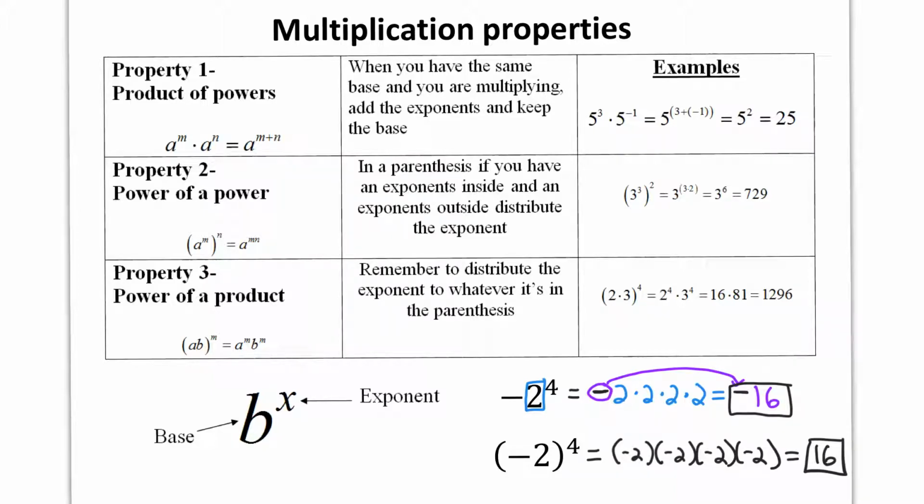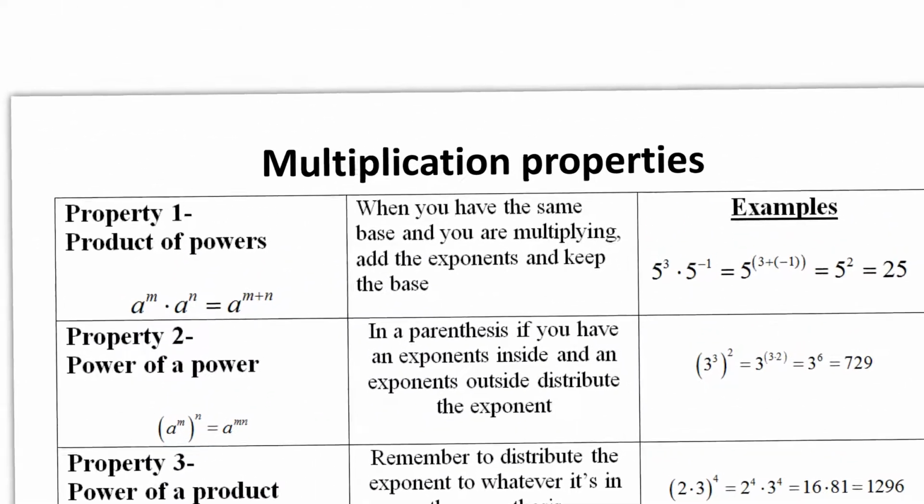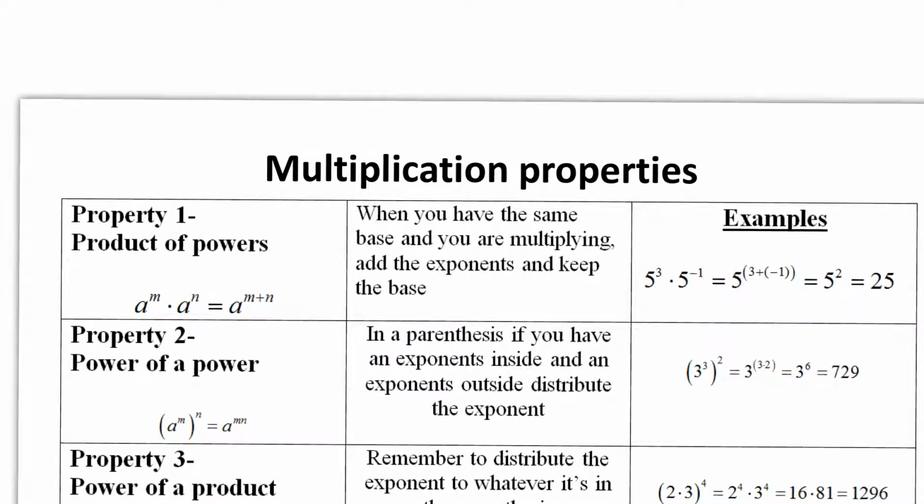I'm going to zoom in here so you can actually see property number 1. Property number 1 is when you have the product of powers. So here's the actual property, and in the middle it explains what it means. I'm just going to read what it says. When you have the same base and you are multiplying the bases, you add the exponents and keep the base.